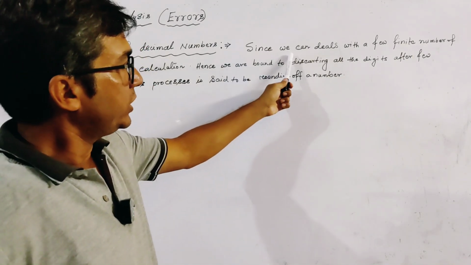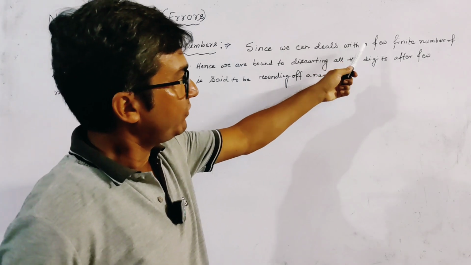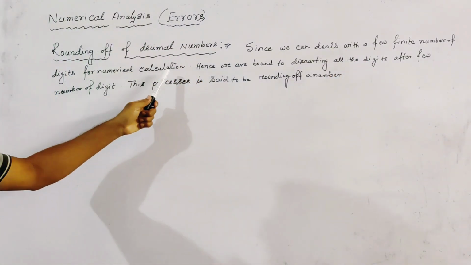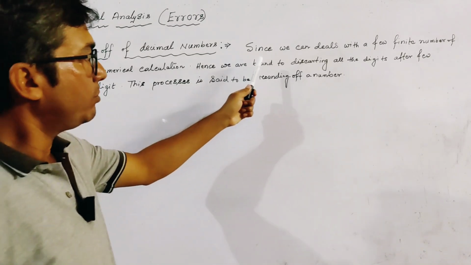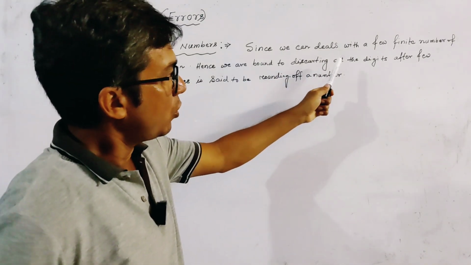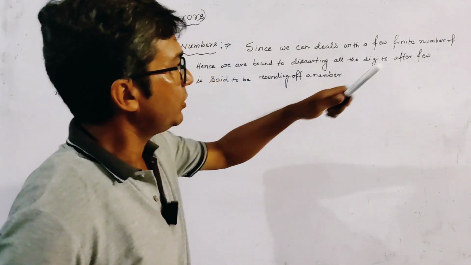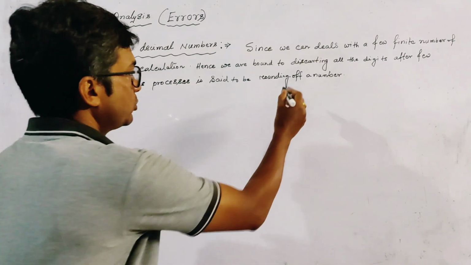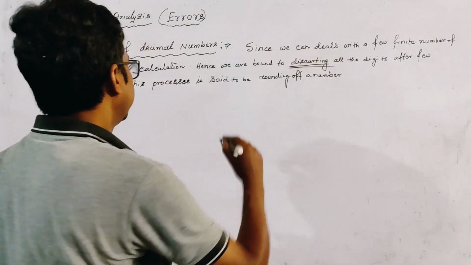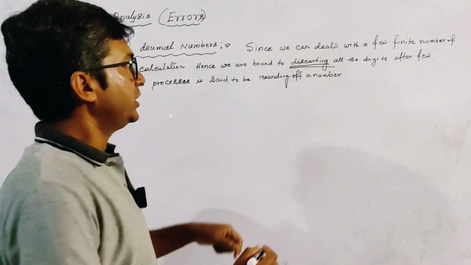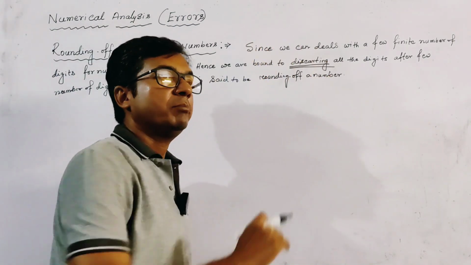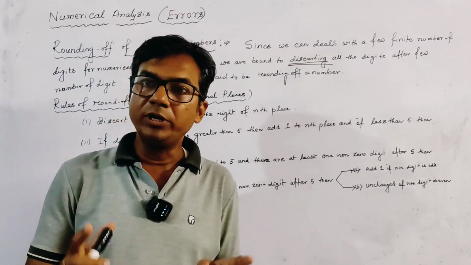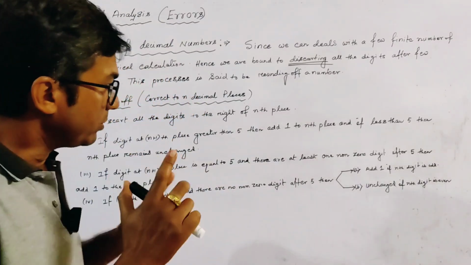that since we can deal with only a finite number of digits for numerical calculation, hence we are bound to discard all the digits after a few number of digits. Okay, and this process of discarding is said to be rounding of a number. Now we discuss all the rules of rounding off, one by one.